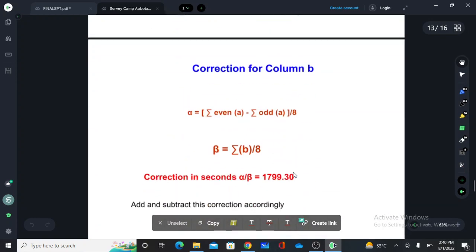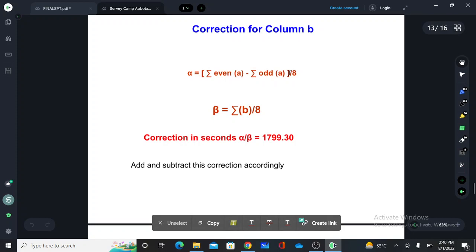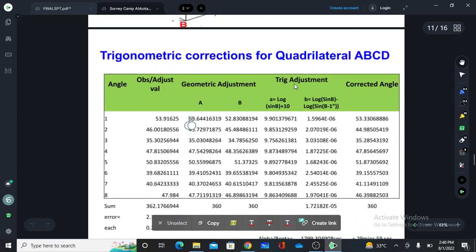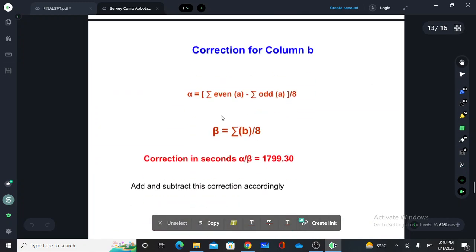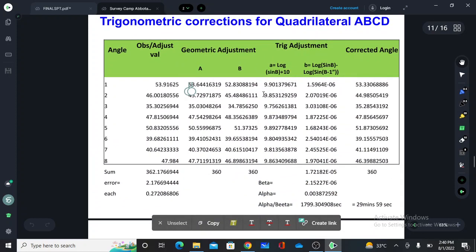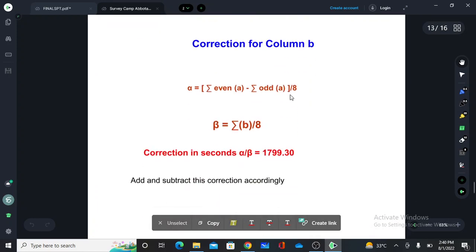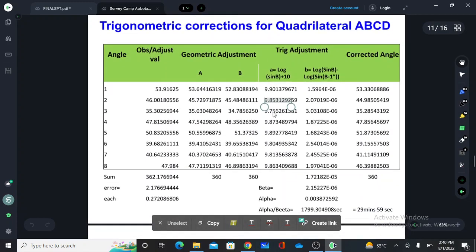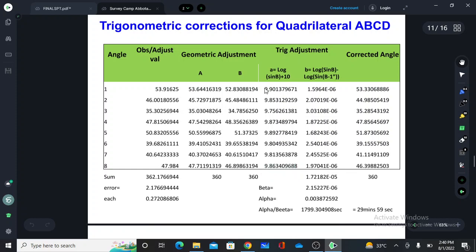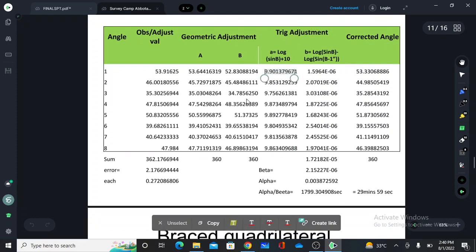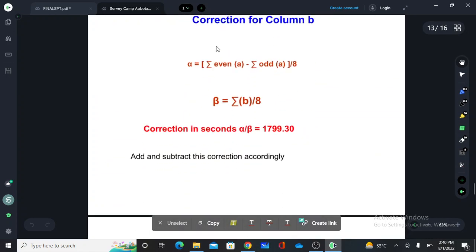Now how do we find alpha? Alpha is the summation of even angles' a values minus odd angles' a values, divided by 8. So in this column, I will first add the even a's: angle 2, angle 4, and so on. Do the summation, and then find the summation of odd angles, that is angle 1, angle 3, angle 5, 7. I find the a values for these angles, and then subtract even a's minus odd a's, divide by 8, and it gives us alpha.